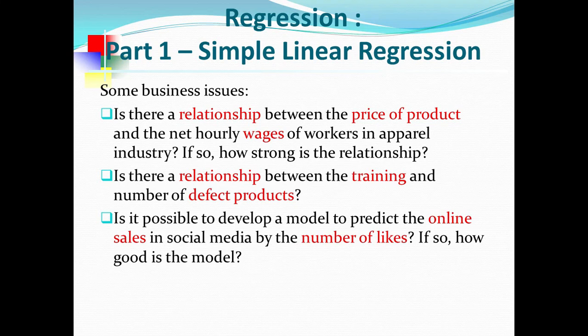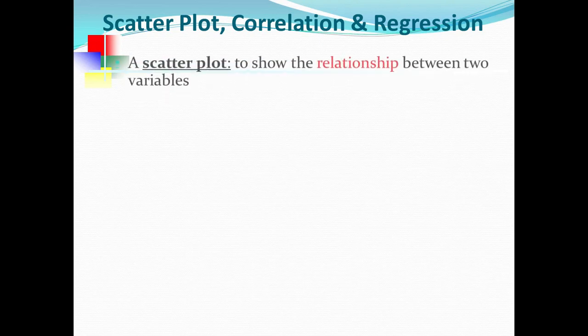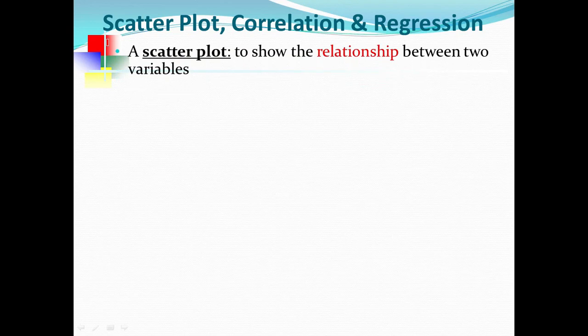So when we are dealing with this kind of issues, we are actually talking about two issues. The first one is about the relationship, and the second one is about the prediction. Actually, there are certain ways to identify the pattern of relationship between two variables. First, by having a scatter plot or scatter diagram. This diagram will show the relationship between the two variables.